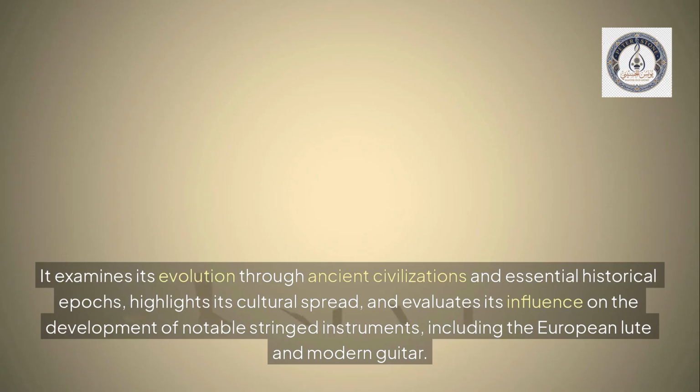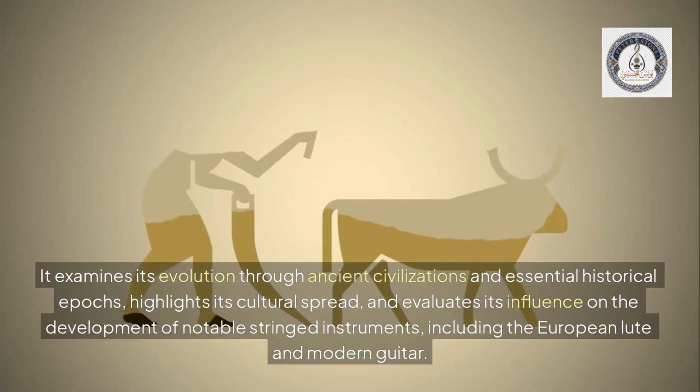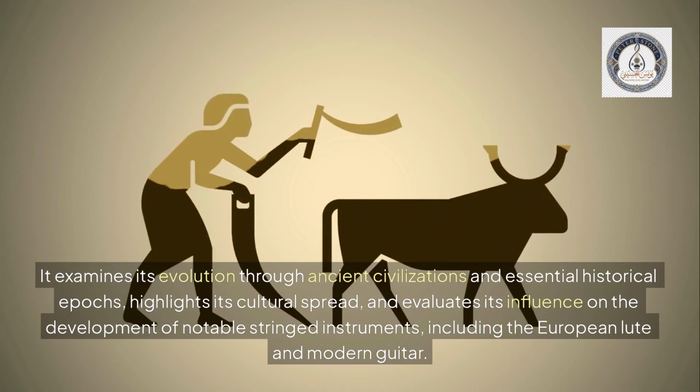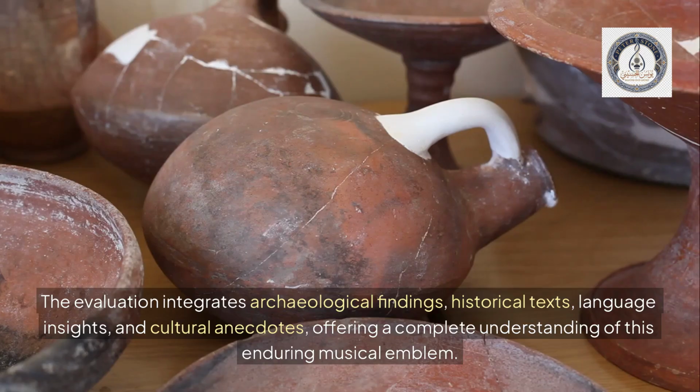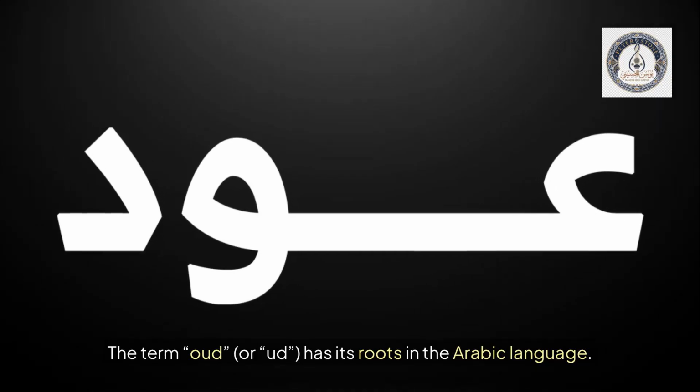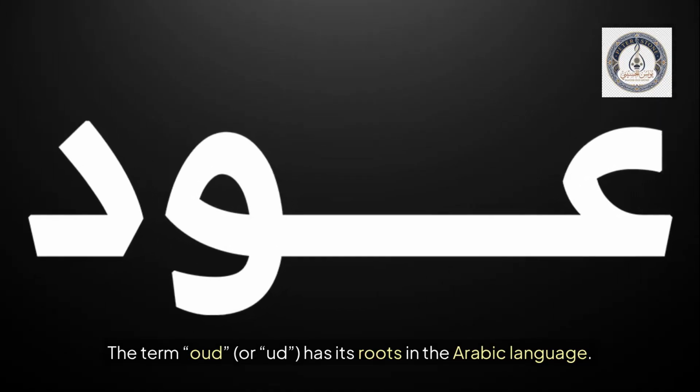It examines its evolution through ancient civilizations and essential historical epics, highlights its cultural spread, and evaluates its influence on the development of notable stringed instruments, including the European lute and modern guitar. The evaluation integrates archaeological findings, historical texts, language insights, and cultural anecdotes, offering a complete understanding of this enduring musical emblem. The term oud, or oudi, has its roots in the Arabic language.